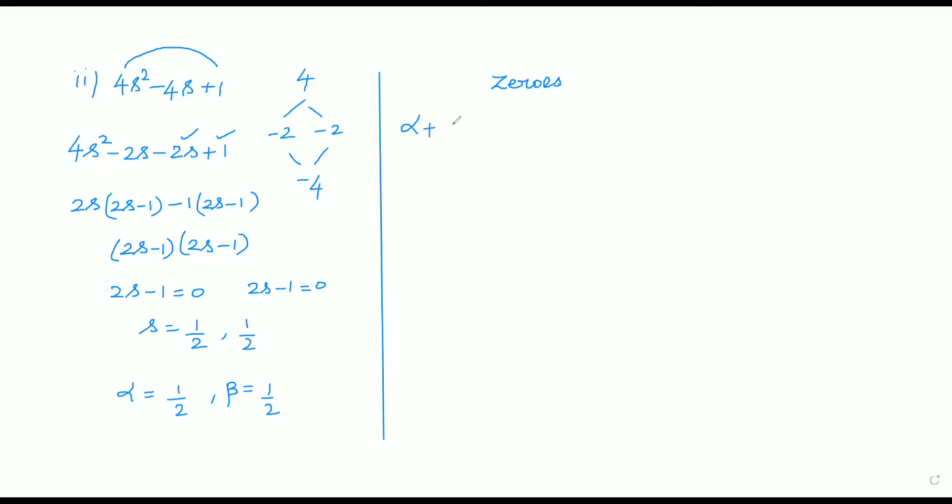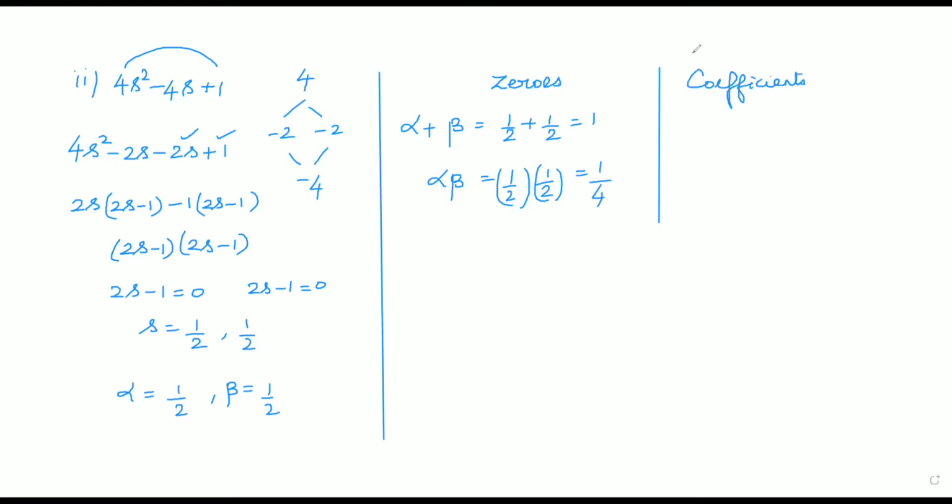So alpha plus beta is nothing but half plus half, which is equal to 1. Alpha beta is half into half, 1 into 1, 1, 2 into 2, 4. And on the other side, let us check the coefficients. Before we check the coefficients, first let's write what A, B, C values are. So A is the coefficient of s square, which is 4. B is the coefficient of s, which is minus 4. And C is the constant, which is 1.